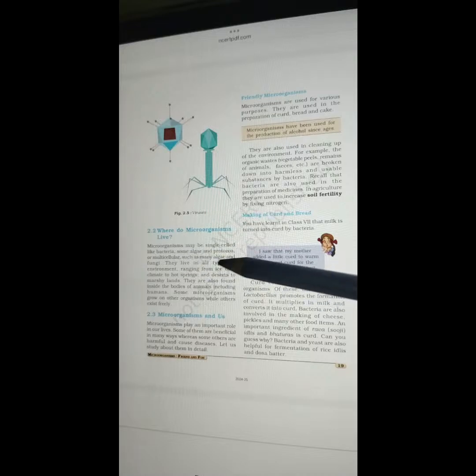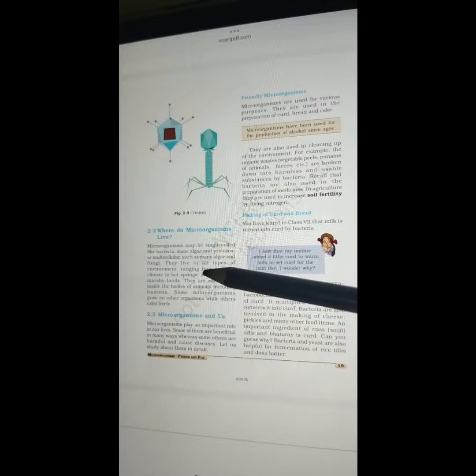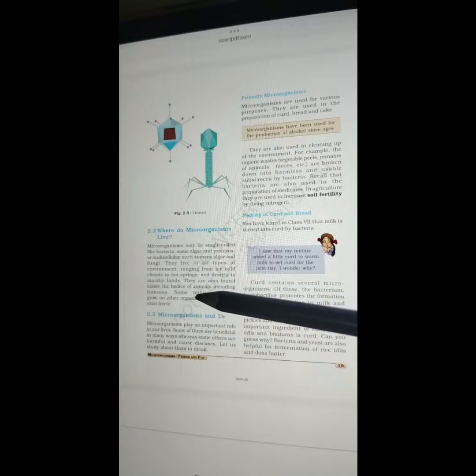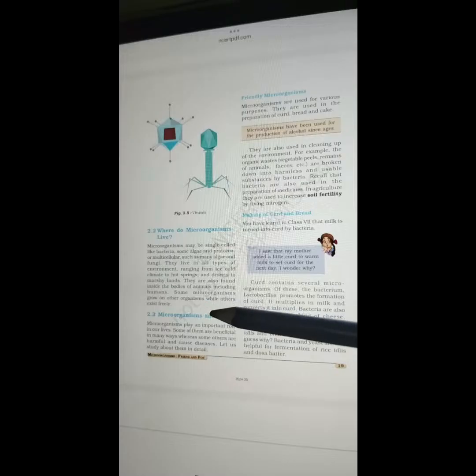2.2 Where do microorganisms live? Microorganisms may be single celled like bacteria, some algae and protozoa, or multicellular such as many algae and fungi. They live in all types of environment ranging from ice cold climate to hot springs and deserts to marshy lands. They are also found inside the bodies of animals including humans. Some microorganisms grow on other organisms while others exist freely.